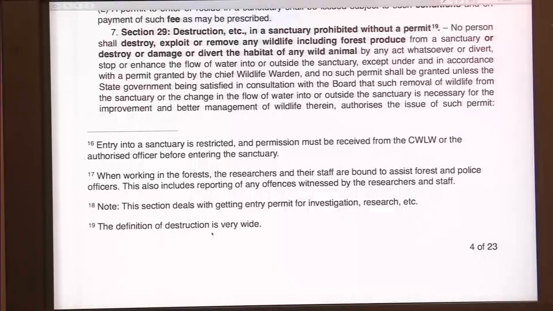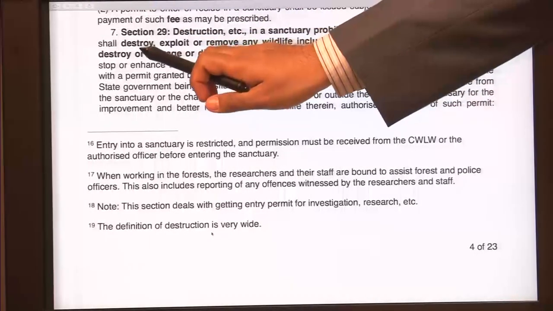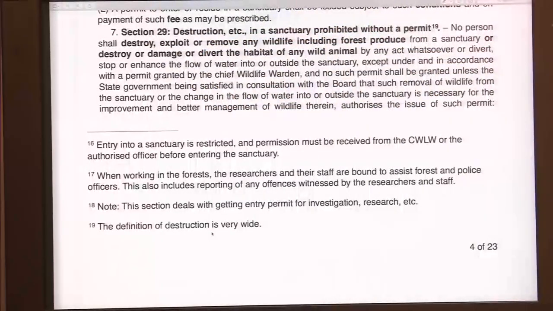Now, when we say destruction in a sanctuary, again this term is very wide. So, like when we saw in the case of pitfall traps, these traps require you to dig certain structures in the ground, and though these are temporary structures, when you take them off, then these structures are going to leave a mark there in the sanctuary. So, even that could be considered destruction of the habitat. So, essentially whenever you are doing anything in a protected area, especially a sanctuary or a national park, you need to have clear cut permissions from the chief wildlife warden or from the authorized officer.